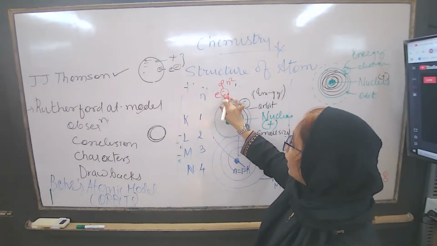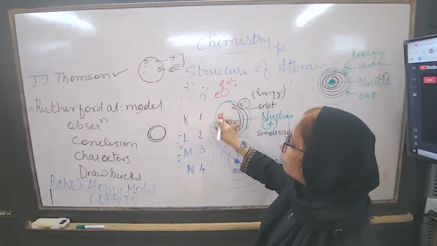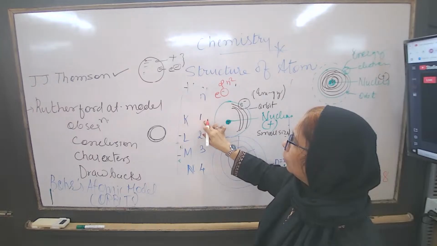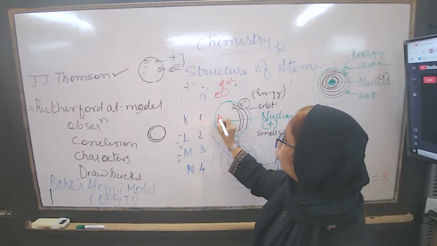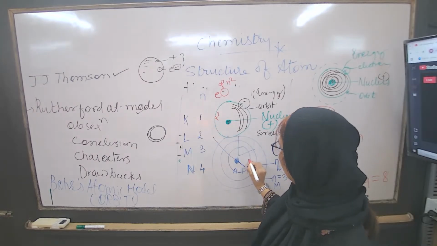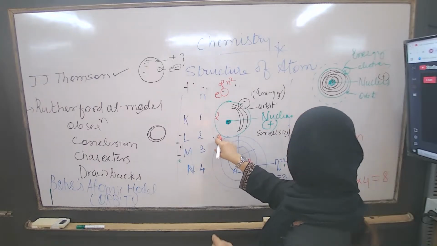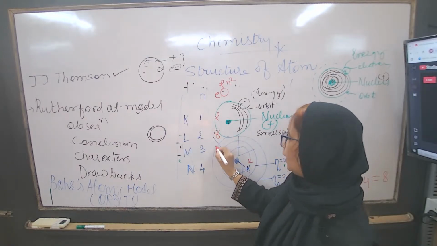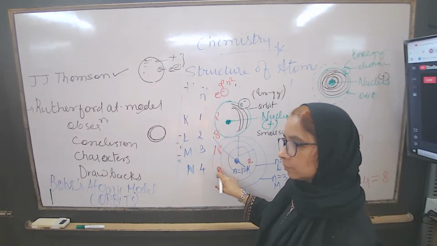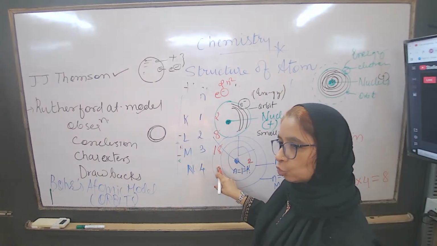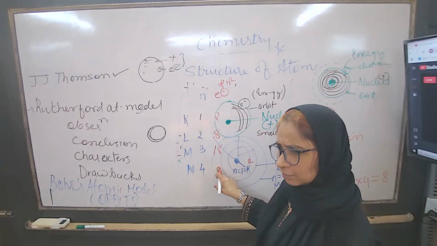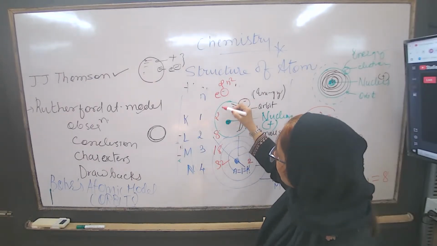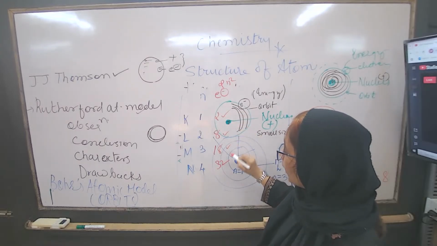Taking 2n square, what will be the number of electrons for the K orbit? Just put the value, 2. So 2 electrons can be placed in this shell. Then for this one we have already calculated 8. Then this one, 18. And this one, 16 into 2, do it again, 32. So what do we have? 2, 8, 18 and 32.